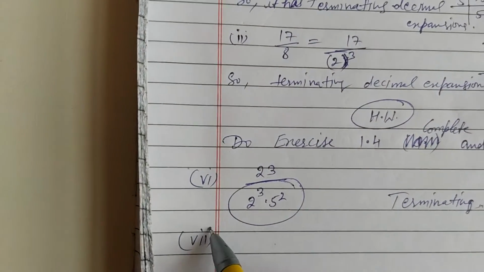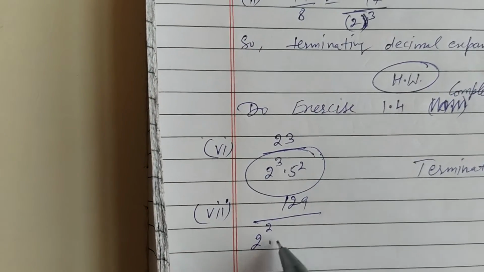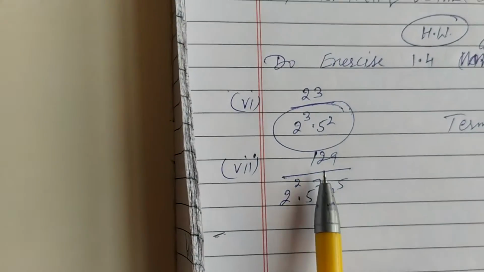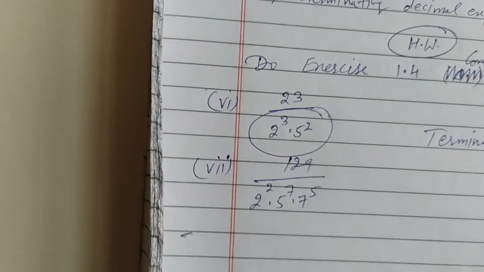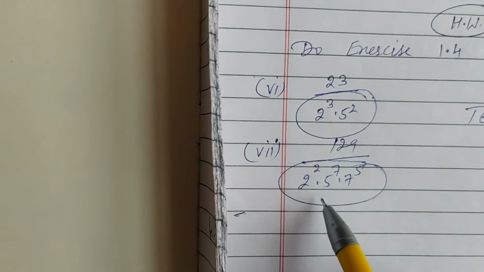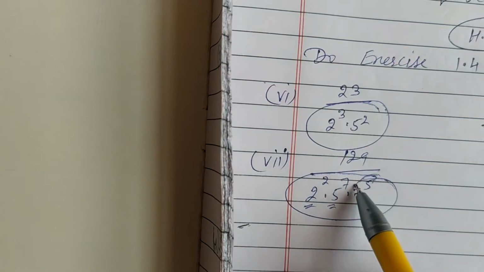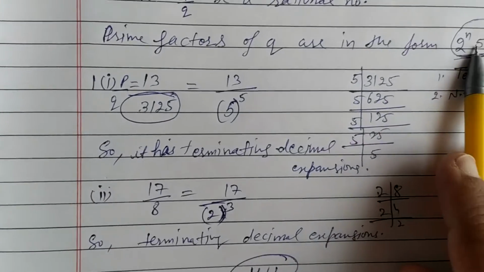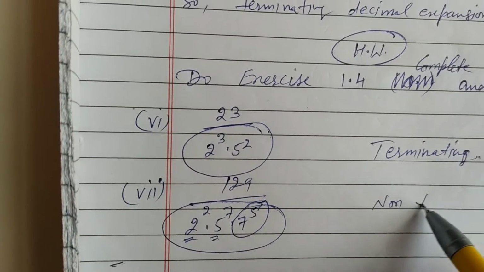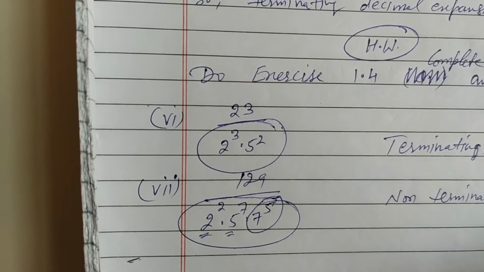Let's check the next part: 129 upon 2 power 2 into 5 power 7 into 7 power 5. First of all, check whether it is in standard form or not. Yes, it is in standard form, and the denominator is already given in factor form. 2 is there, 5 is there, but 7 is other than these numbers 2 and 5. So its decimal expansion is non-terminating repeating.